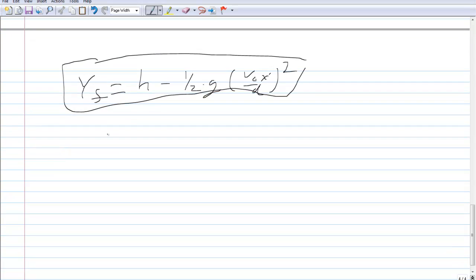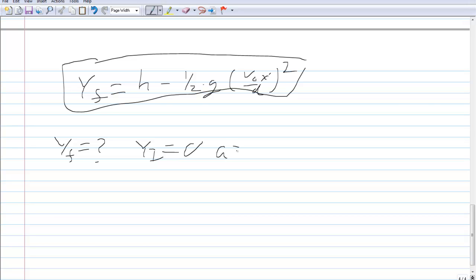Now we have to figure out what the vertical position of the bullet is. So we're going to do exactly the same thing that we did for the monkey. We want to figure out what y final is. That's our unknown. We know that the initial y is going to be 0, because it starts on the ground.